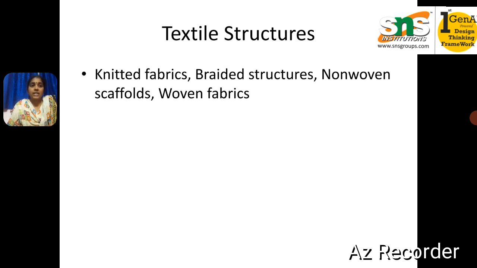Next one is textile structures, that is, knitted fabrics. Knitted fabric is nothing but knitting materials. Next, braided structures, that is by hand, and the non-woven scaffolds and woven fabrics. All these concepts and structures are being used.